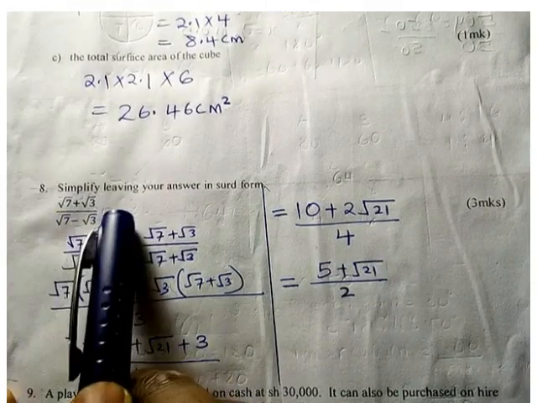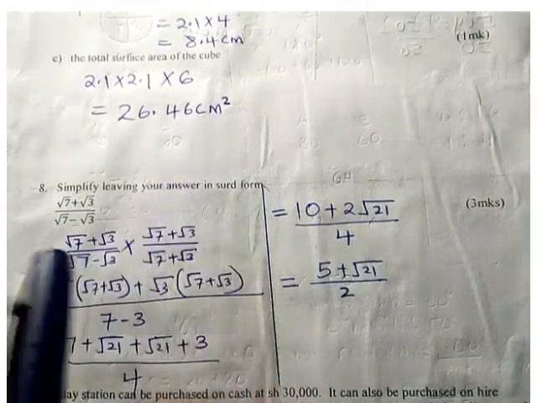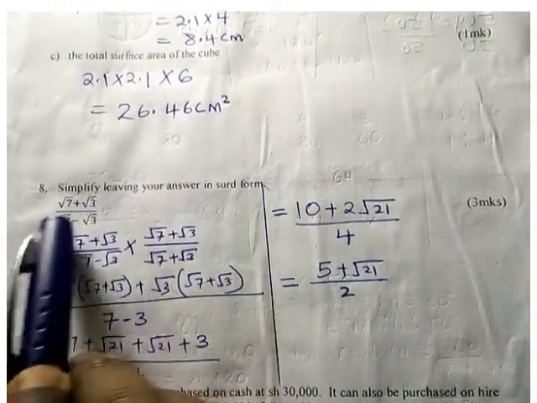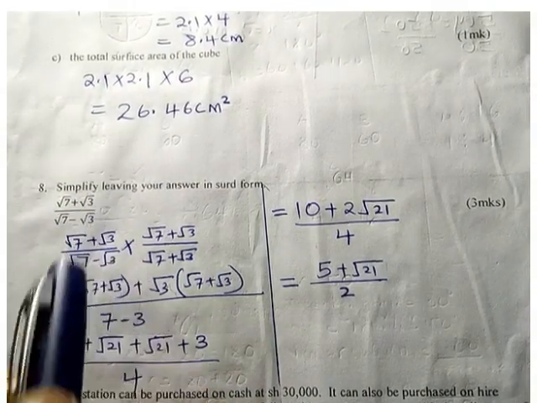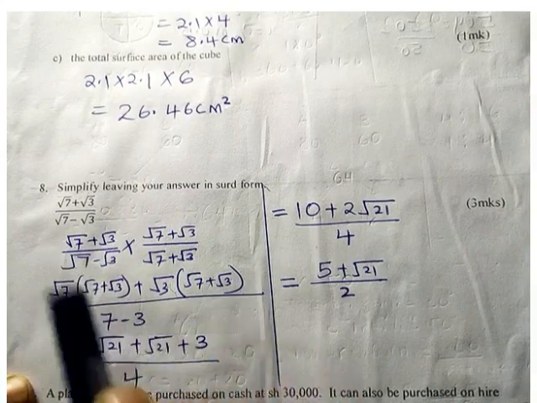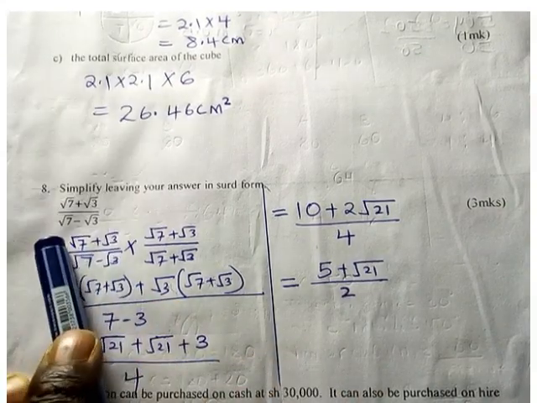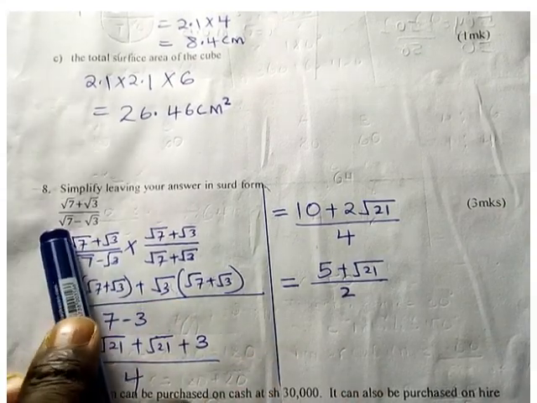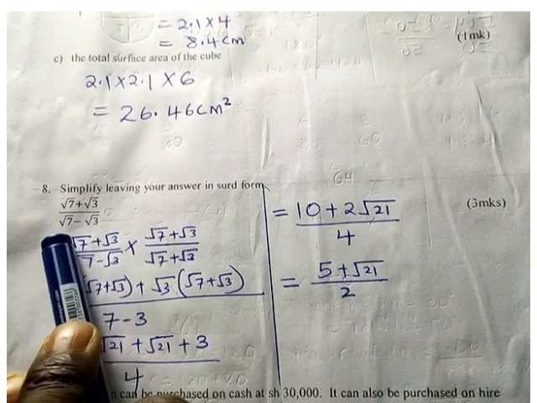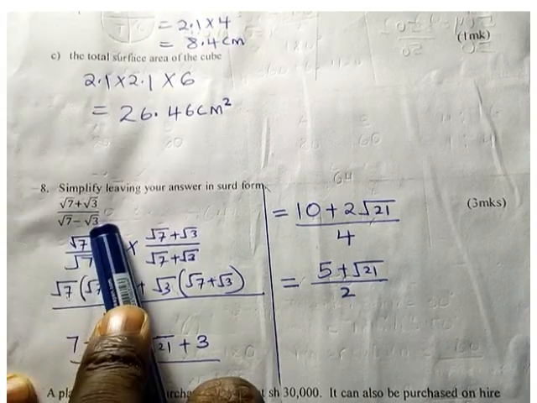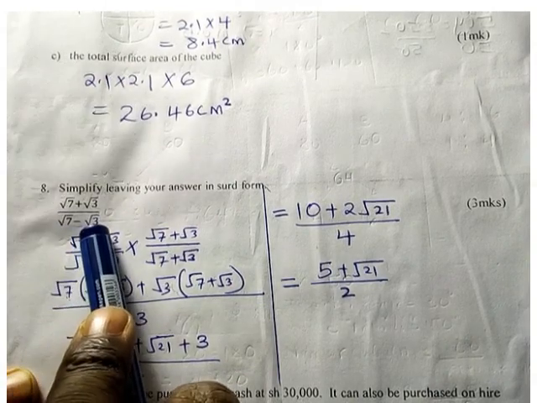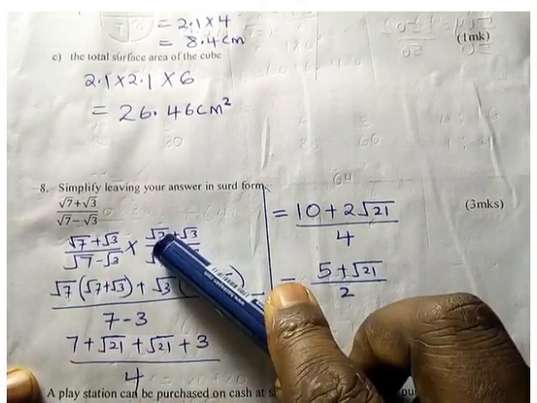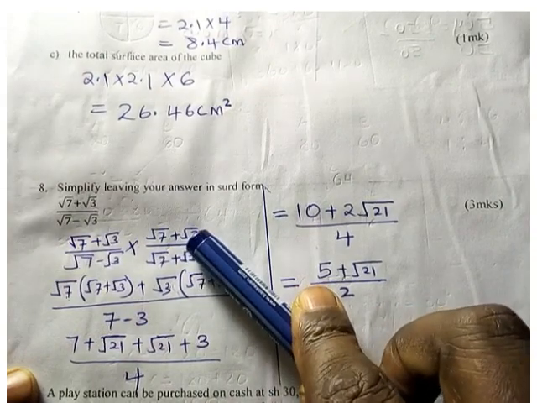Simplify, leaving your answer in surd form. Root 7 plus root 3 divided by root 7 minus root 3. The first thing you do is find the conjugate of the denominator. The denominator is root 7 minus root 3. So the conjugate of root 7 minus root 3 is root 7 plus root 3. That is what is called the conjugate.